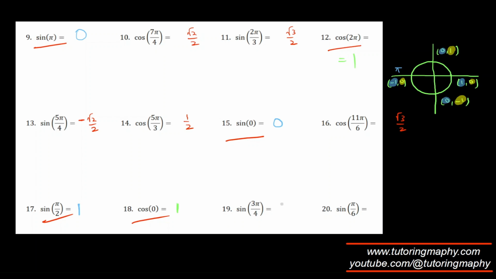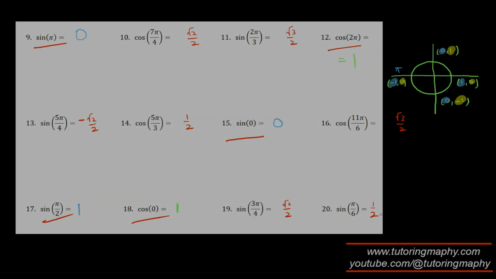Here it is sine pi over 4, which is root 2 over 2. And 3 pi over 4 is in quadrant 2, which is positive. And sine pi over 6 is just 1 over 2.